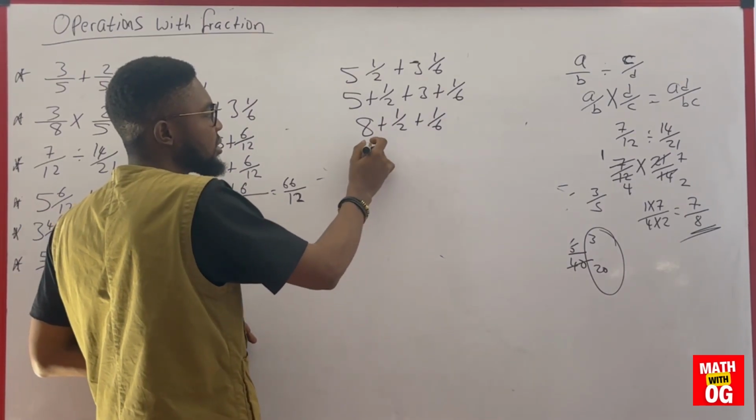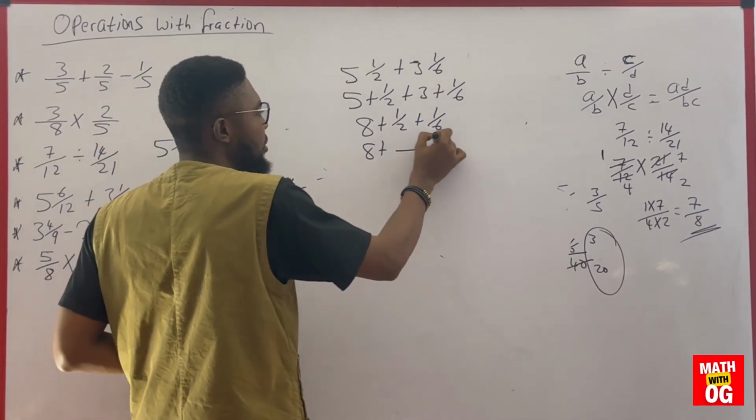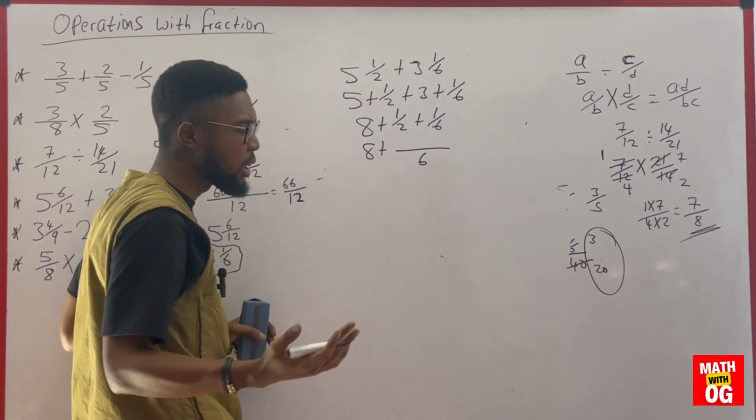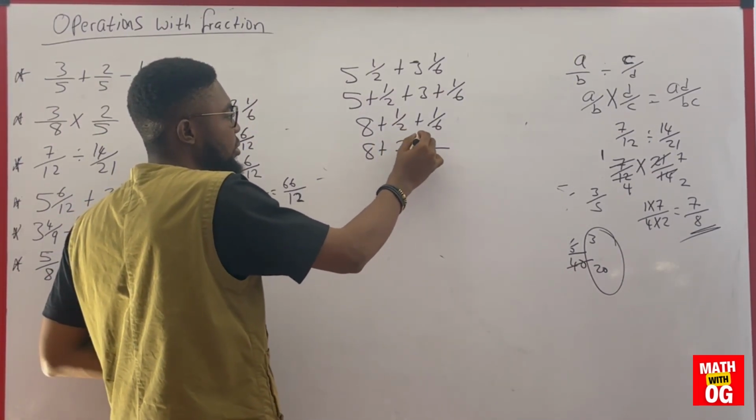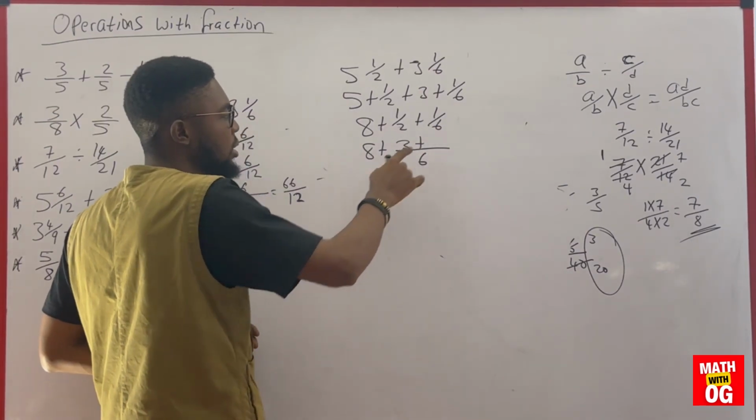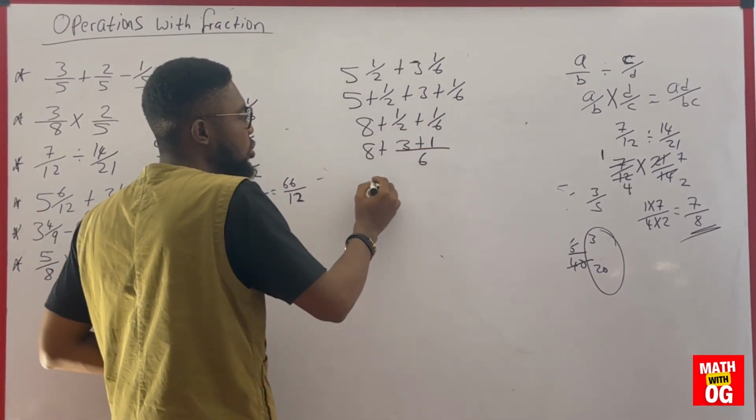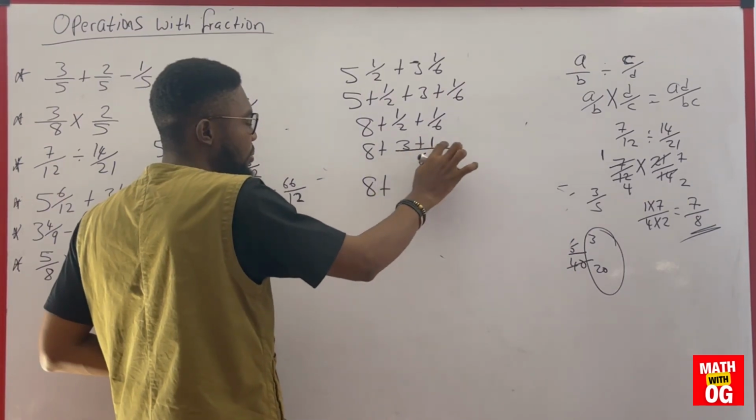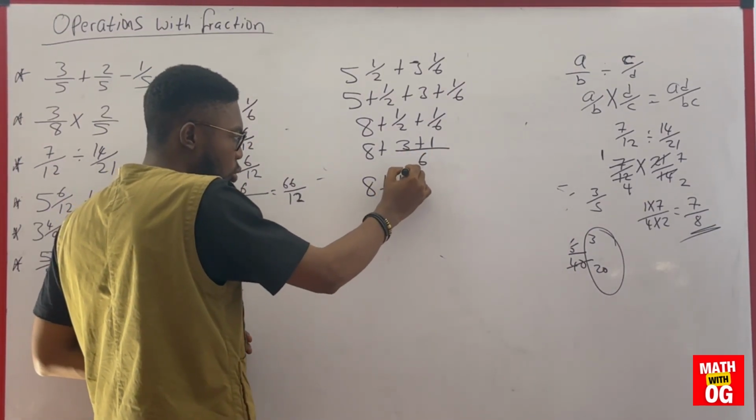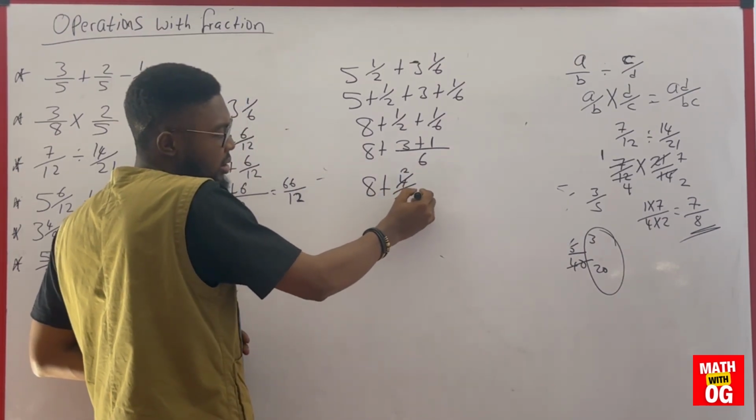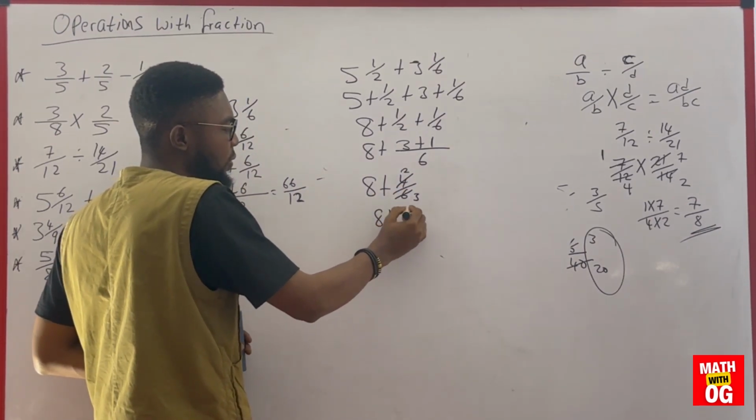So this will give us 8 plus LCM of 6 and 2 is 6. We know how to do that already. 2 into 6 is 3. 3 times 1 is 3. Plus 6 into 6 is 1. 1 times 1 is 1. So this is 8 plus 3 plus 1 is 4 over 6. 2 here 2, 2 here 3. So we have 8 plus 2 over 3.